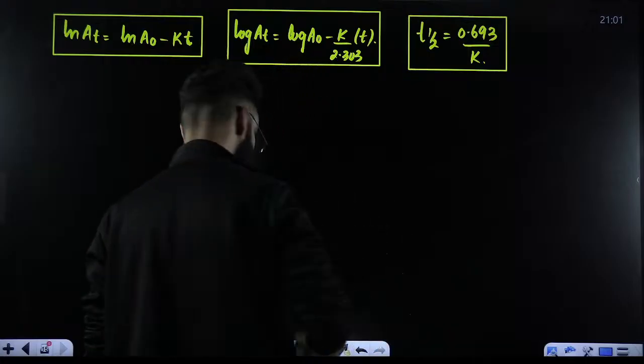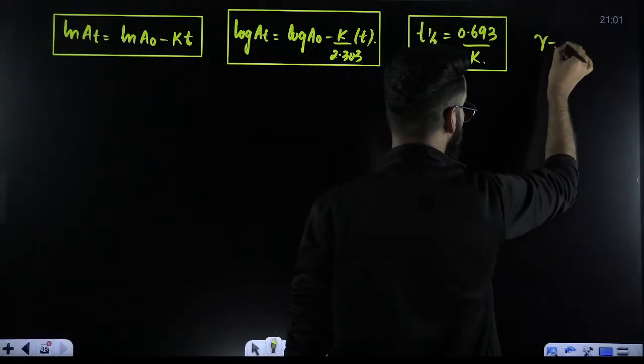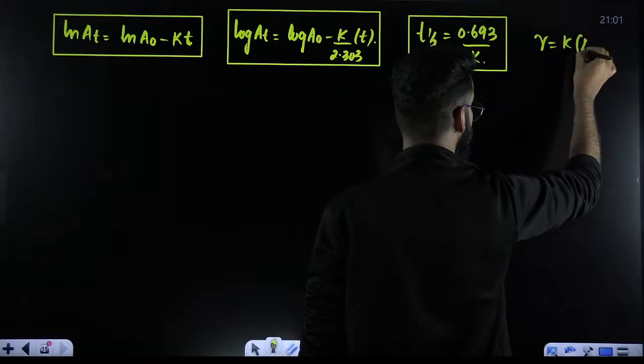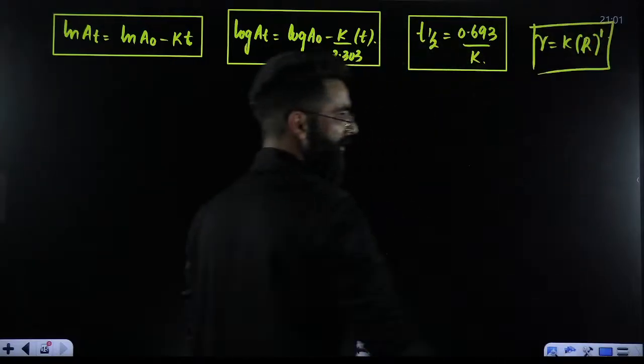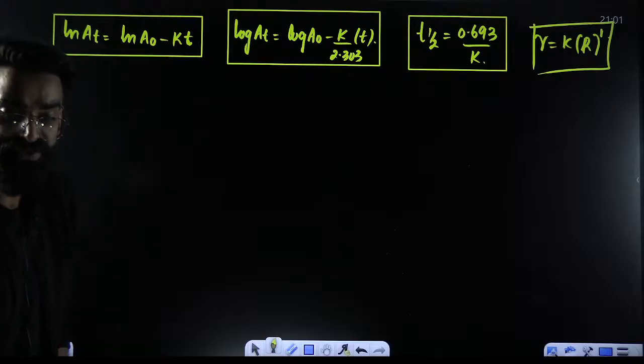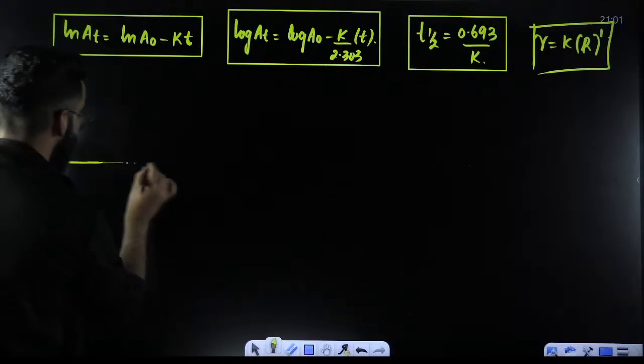One more equation I'm writing. For example, I'm writing R is equal to K, concentration of reactant raised to power 1. Now I'm asking you about the graph. You are going to let me know in the chat. I'm asking you what will be the nature of the graphs.